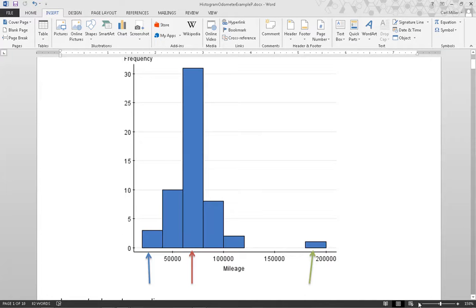The lowest odometer reading, the smallest mileage on any vehicle, is located where the leftmost rectangle is in the histogram. This is where the blue arrow points. But how wide are the rectangles?